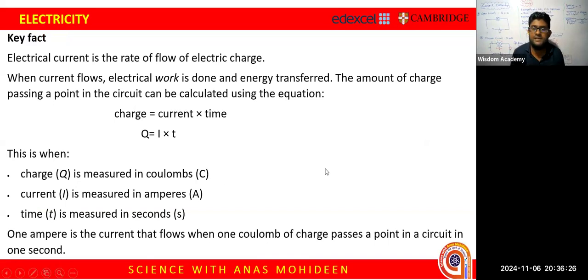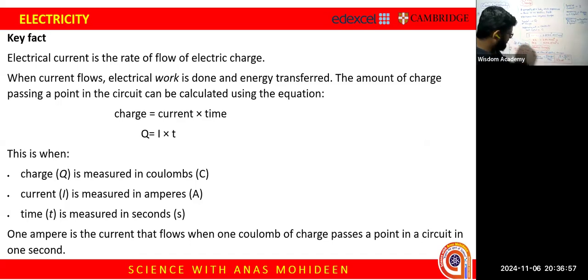So accordingly, you can see there, I is equal to Q over T, Q is equal to I into T. That is how we find out the current. 1 ampere is the current that flows when 1 coulomb of charge passes a point in a circuit in 1 second. So what do you mean by that? I is equal to Q over T, that means Q is equal to I into T.